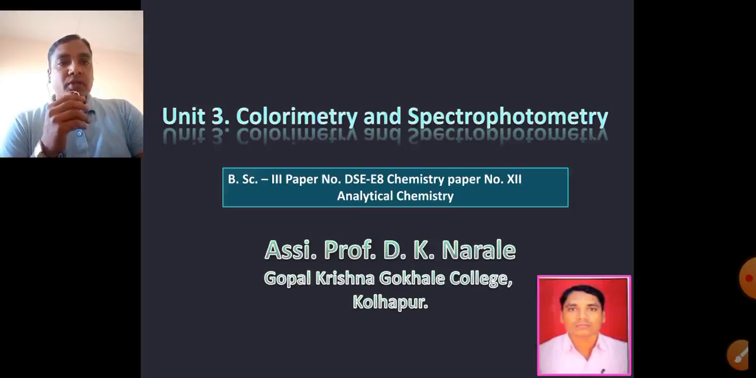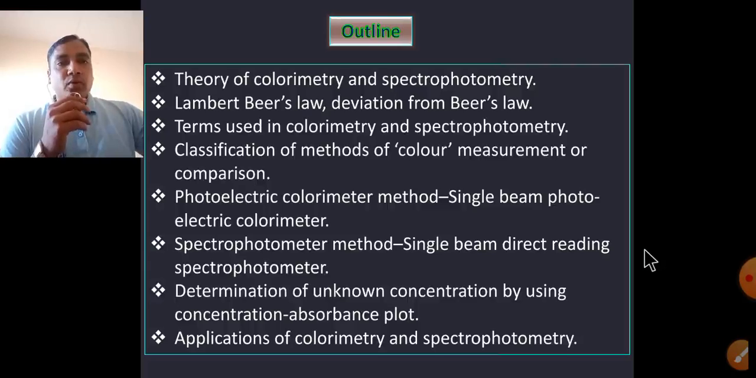colorimetry and spectrophotometry. In the previous video we studied colorimetry and spectrophotometry. In the outline of this topic, previous lecture: theory of colorimetry and spectrophotometry, Lambert-Beer's law, deviation from Beer's law, terms used in colorimetry and spectrophotometry. And in this video, classification of methods of color measurement or comparison, photoelectric colorimeter, and single beam photoelectric colorimeter, we will discuss.